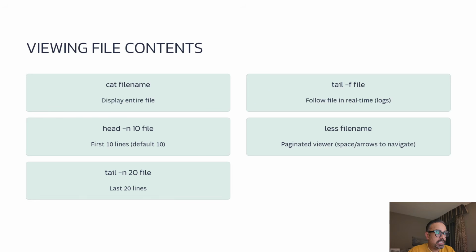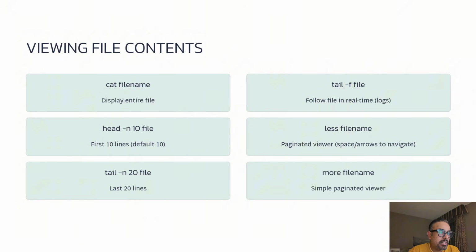Then comes less filename. It opens a paginated viewer where you can scroll up and down using the arrow keys or the space bar, and press Q to quit. It's the best option for reading longer files. So cat is going to give you a very long file, but it is not going to give you the control to go up or down. The less command enables that for you, where you can use the up key, the down key, or the space key.